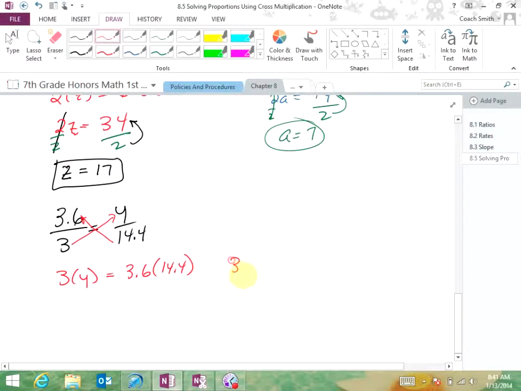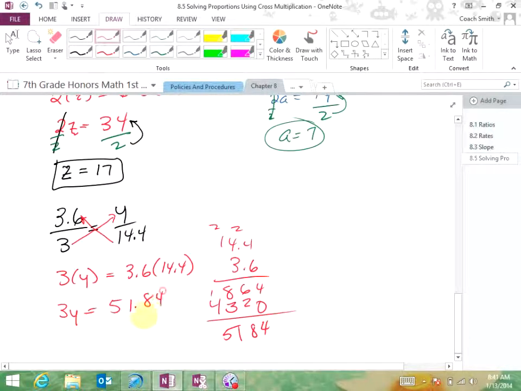Okay, well, 3.6 times 14.4: 6 times 4 is 24, write 4, carry your 2. 6 times 4 is 24, plus 2 would be 26, write 6, carry my 2. 6 times 1 is 6, plus 2 is 8, 64, bring down a 0. Then 3 times 4 is 12, carry my 1. Let me make sure that's right, I went through it pretty quick. Yeah. 3 times 4 is 12, 13, 14, so 51.84. So 3y is equal to 51.84.